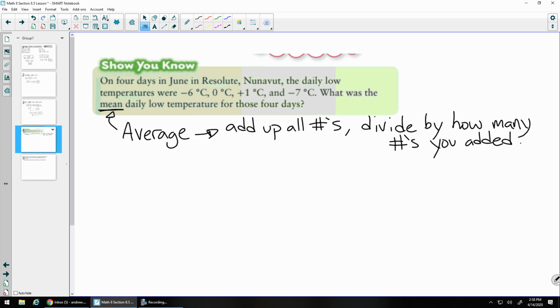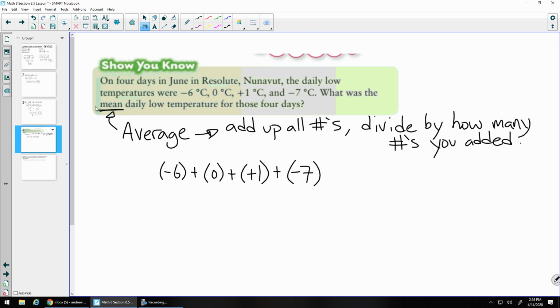Okay? So if we want to find the mean, we need to add up each of these numbers. So it's going to be negative 6, plus 0, plus positive 1, plus negative 7. Okay? Now the answer to that, we're going to divide by how many numbers we have. And we have 1, 2, 3, 4 numbers. So we're going to be dividing this by 4.